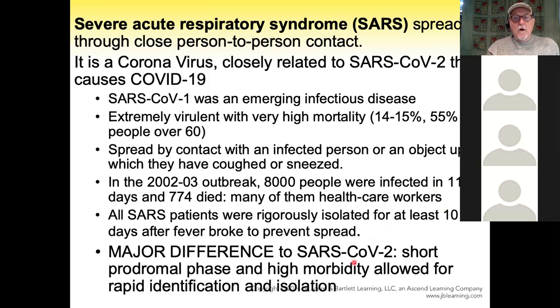But the thing was that because of its spectacular symptoms, it had a very short prodromal phase, so people weren't wandering around spreading it wildly before they got sick. They got sick very quickly, and they got very, very sick. So it was easier to identify and isolate people, especially once it was realized that this had epidemic proportion. So that's a major difference to the current COVID. Current COVID has a long prodromal phase when people can actually spread the illness around very widely. Even though it's got a lower mortality rate, it gets spread much more widely.